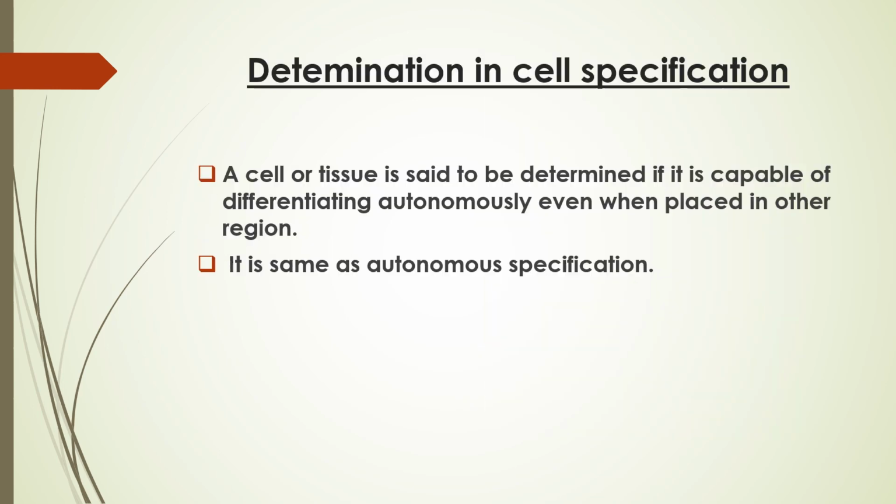So the last is determination in cell specification. As we already know, determination means the cell is determined to perform its function. It does not require any external condition or external cells or any signal to perform. So a cell or a tissue is said to be determined if it is capable of differentiating autonomously even when placed in another region. So it is the same as autonomous specification, as it does not require any external environment to perform.